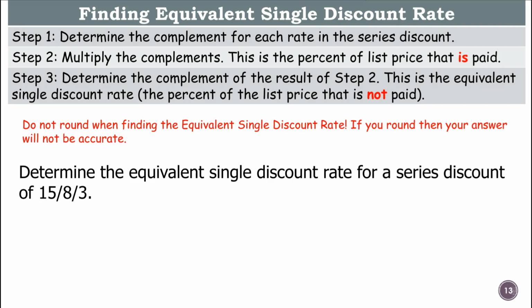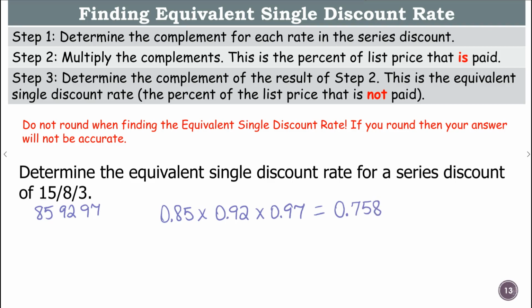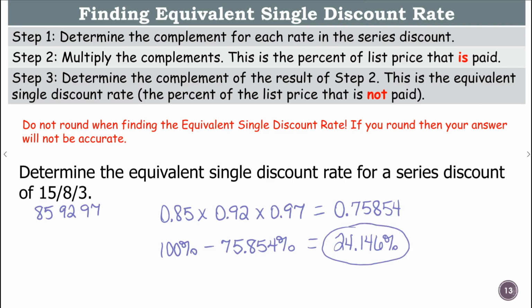Okay, we're going to practice this one more time, just finding the equivalent single discount rate. We start out by finding complements, and the complements are 85, 92, and 97. So we multiply 0.85 times 0.92 times 0.97, and that's going to give us 0.75854. And then we subtract that as a percent from 100%, so it's 75.854%. No rounding, remember, no rounding. And that gives us 24.146%. And that's what we were looking for, that equivalent single discount rate.